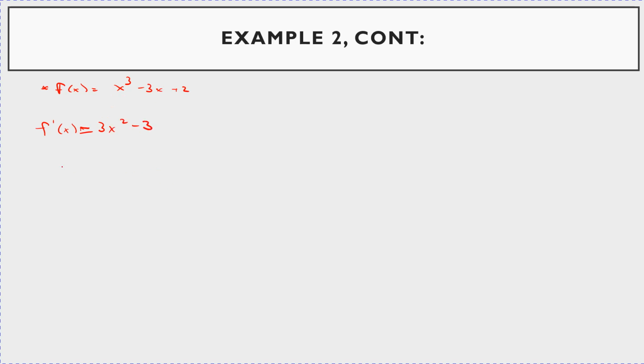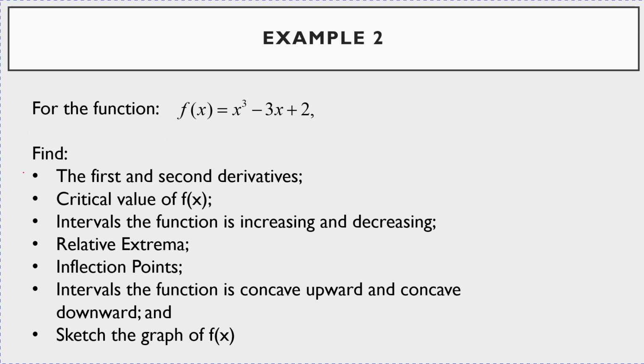And so the second derivative is just the derivative of the first. Bring this 2 down. 2 times 3 gets me 6x, and the derivative of minus 3 is 0. So these are some really straightforward first and second derivatives. All right, so we got this. Next, it says critical values of the function f of x.